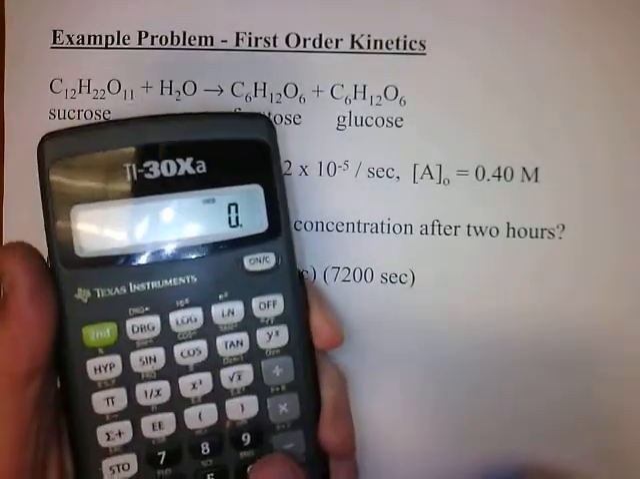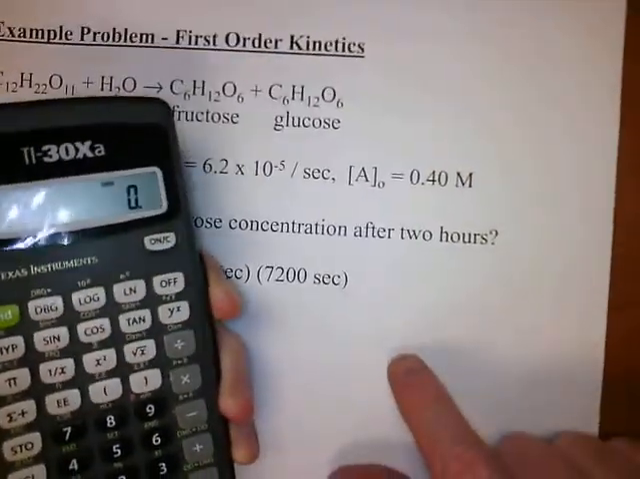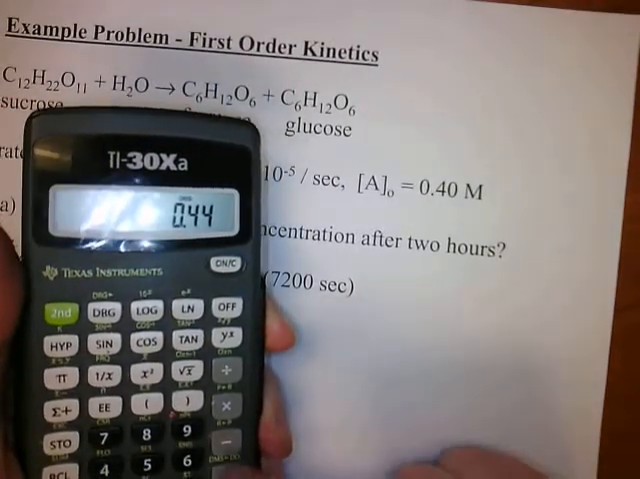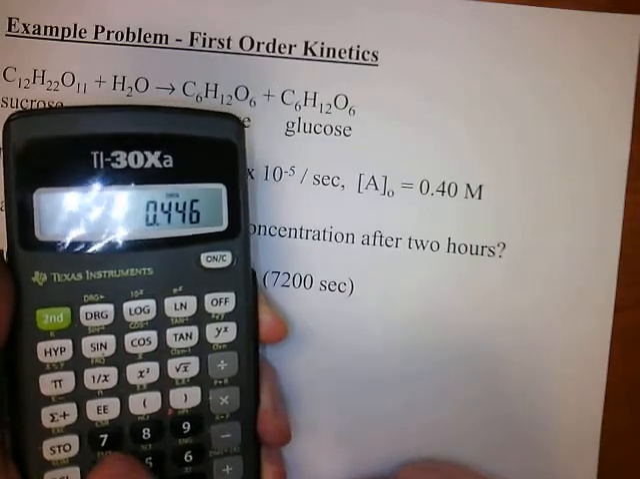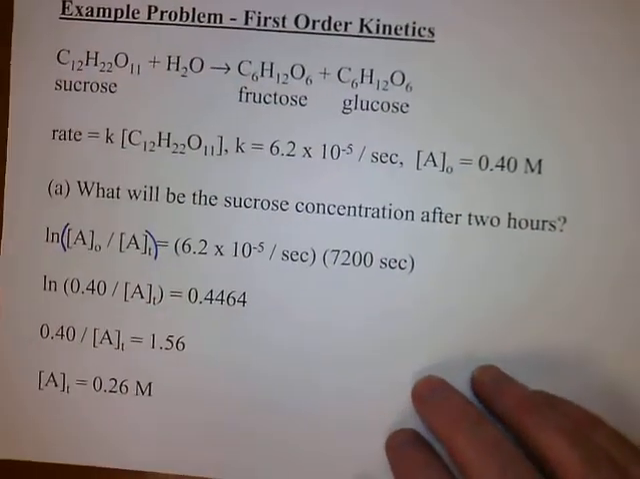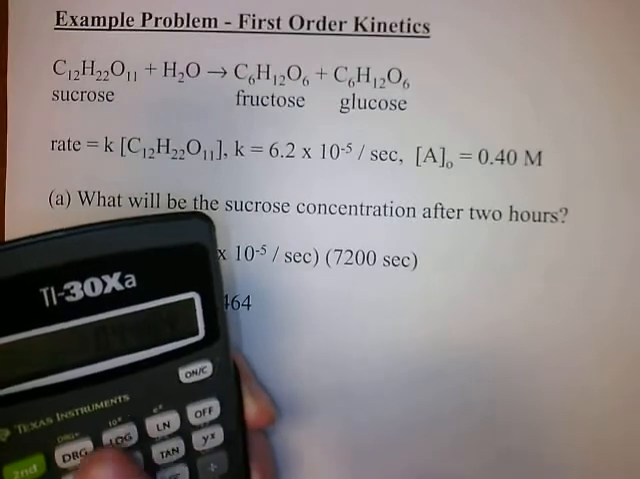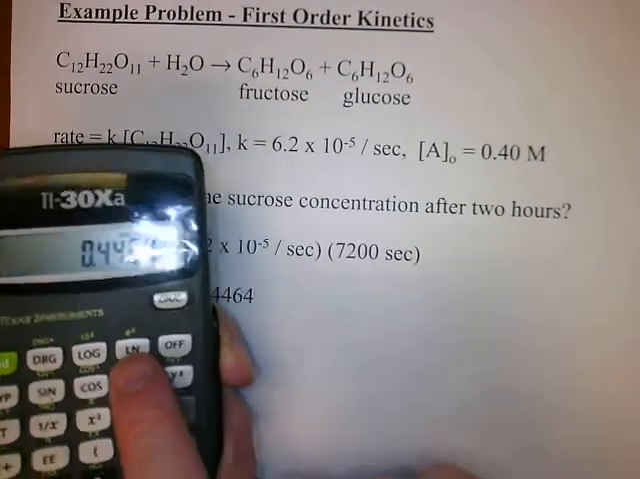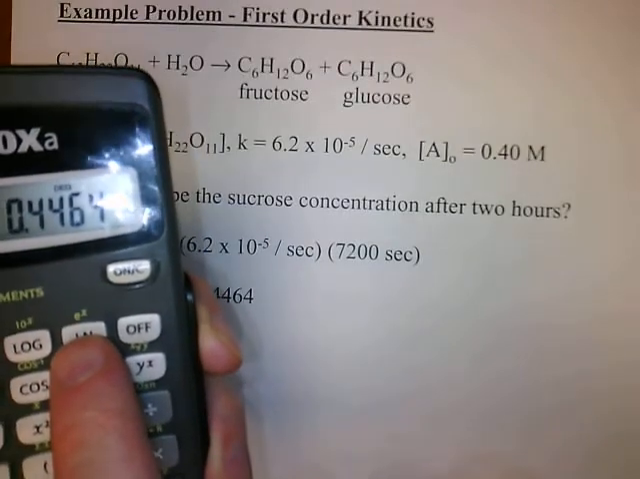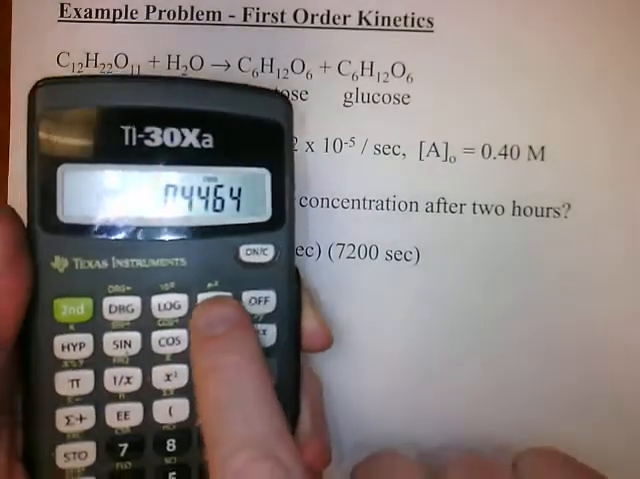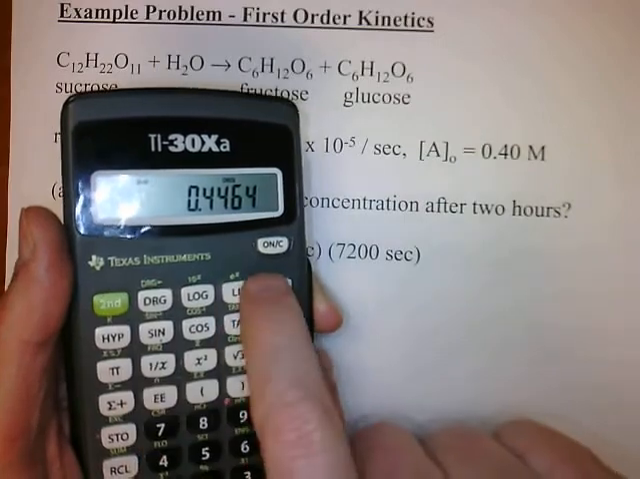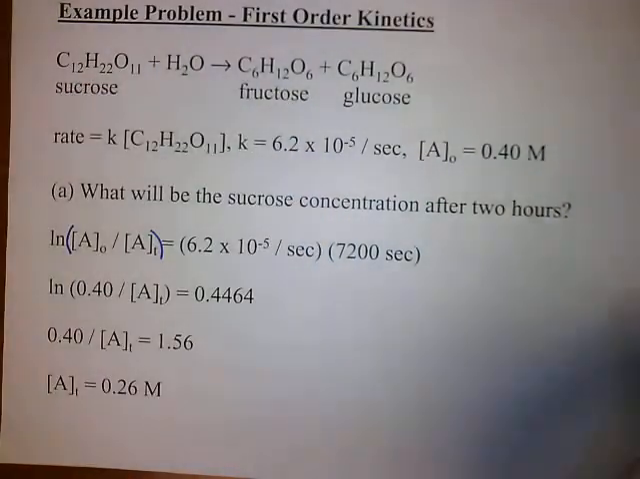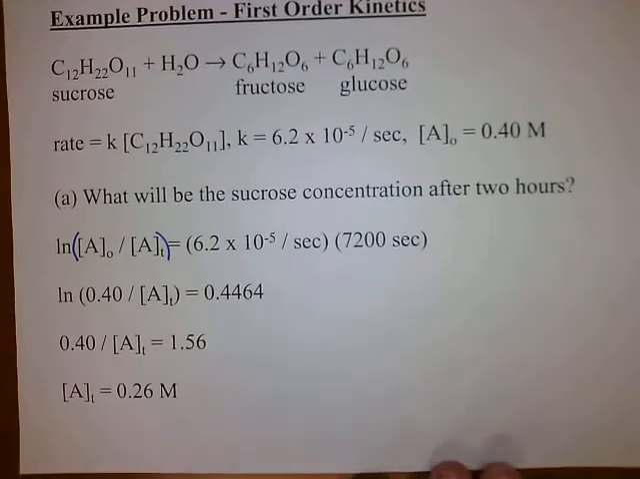All right, so we would take, see if I can show this here. So we'll take 0.4464, and we're going to take the second function, natural log, which is the same thing as saying, notice it also says e to the power, which is the same thing. So we do a second function, natural log, and you get the 1.56, all right? So that's how I got the 1.56.